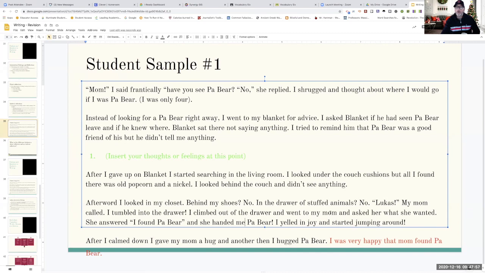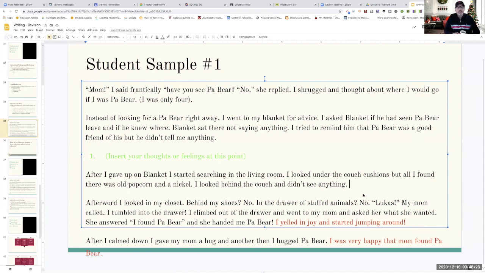I climbed out of the door and went to my mom and asked what she wanted. She said, I found Pa Bear, and she handed me Pa Bear. So I yelled in joy and started jumping around. So this is the other sentence that you want to revise. So we want to do a better job of showing, not telling. Started jumping around, yeah, you can leave that in there, but you want to give me some more examples or an example of showing, not telling.